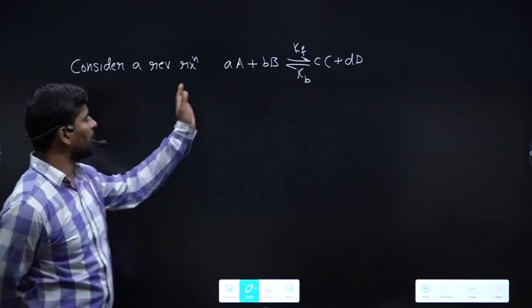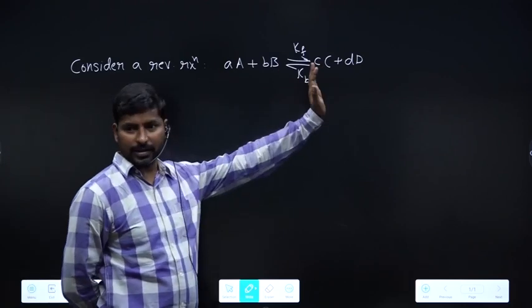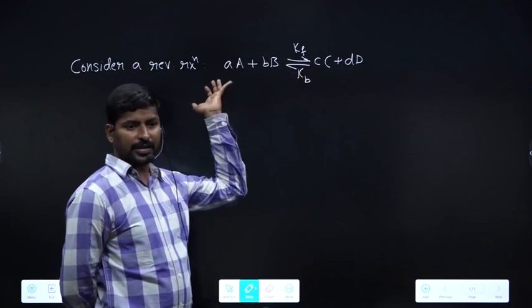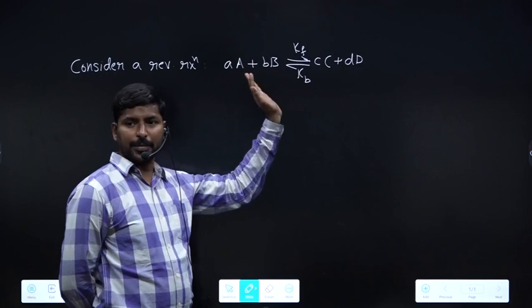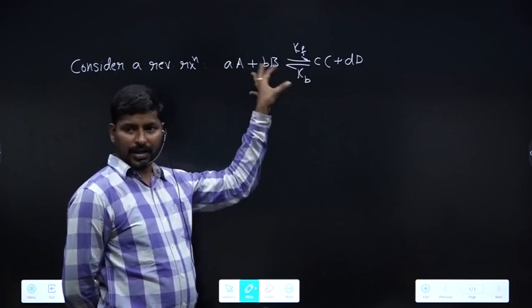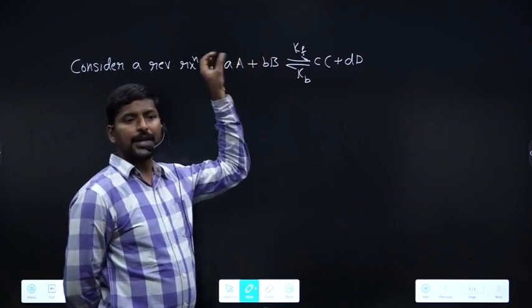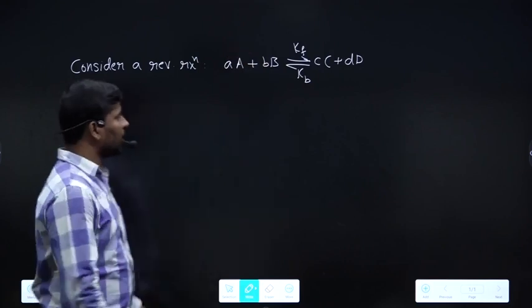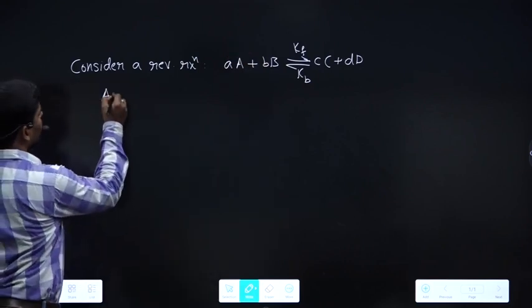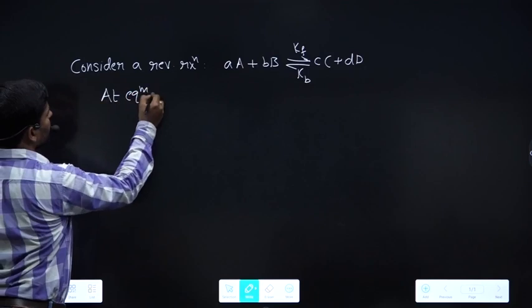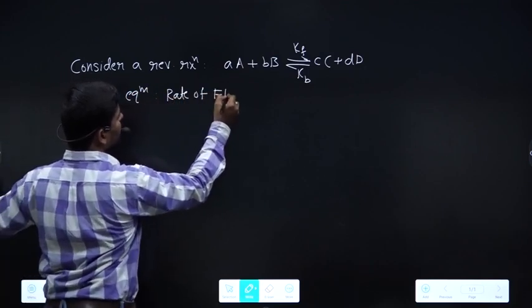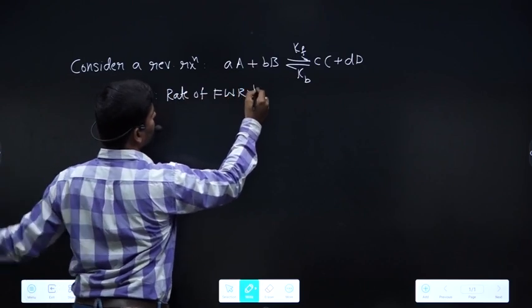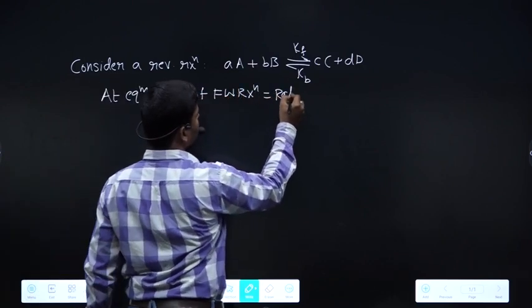We know in the beginning only forward reaction occurs, and after some time backward reaction takes place, and after some time the rate of forward reaction becomes equal to the rate of backward reaction. Such a situation is called chemical equilibrium. So at equilibrium, the rate of forward reaction becomes equal to the rate of backward reaction.